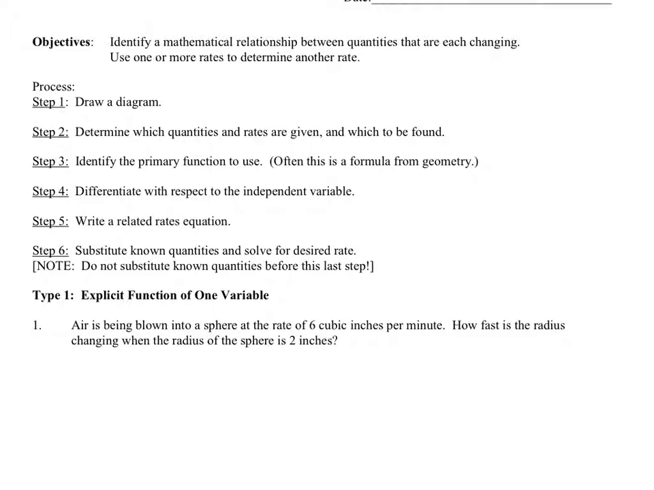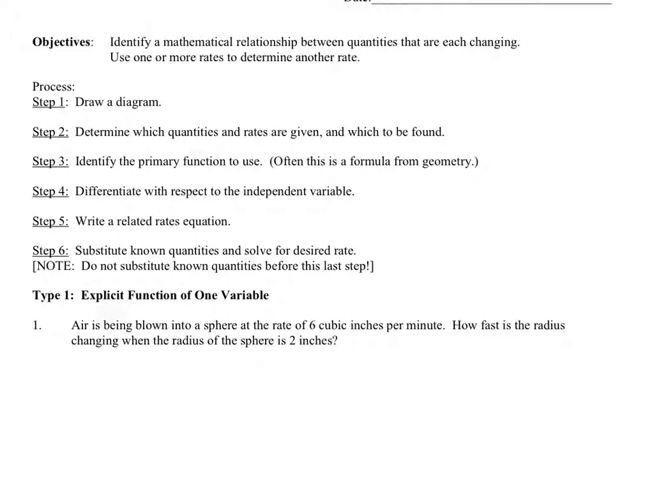Like air being blown into a sphere. What are you going to do? Draw a ball with like wind, like a fan? I don't know. It's not necessary. All right. Determine which quantities and rates are given and which are to be found. That makes sense. 3 and 4 are the unique things.